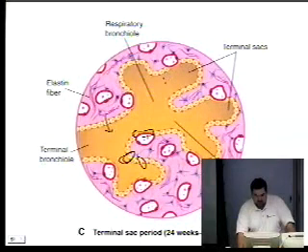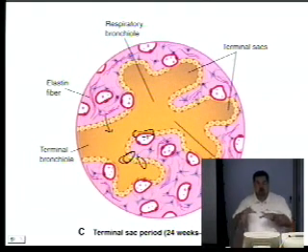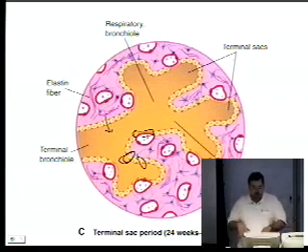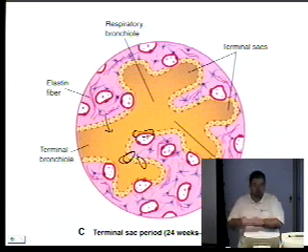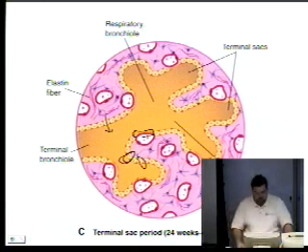And so here we have the terminal sacs, which is the area where these are the primordial alveoli, and this is where the intimate association between the primordial alveolar structures and the capillaries occur. And this stage continues up until birth.